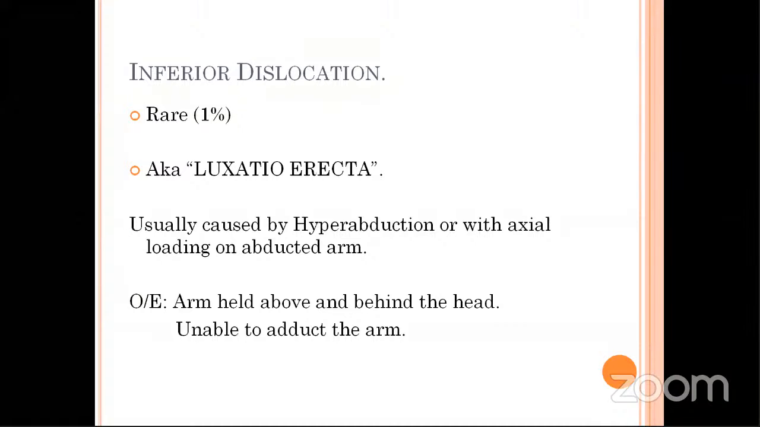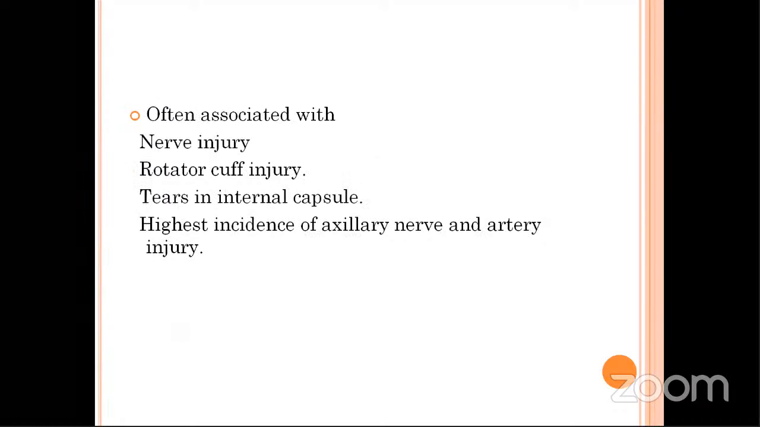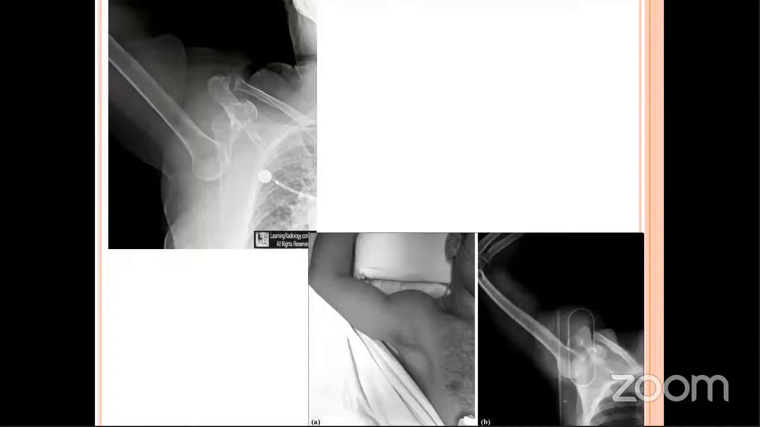It is a very rare type of dislocation, amounting to only 1%, also known as luxatio erecta. It's usually caused by hyperabduction or any axial loading on an abducted arm. So the patient posture will be, the arm will be held above and behind the head, and the patient will be unable to adduct the arm. It's often associated with nerve injury, rotator cuff injury, and tears in the joint capsule, and inferior dislocation also has the highest incidence of axillary nerve and artery injury.